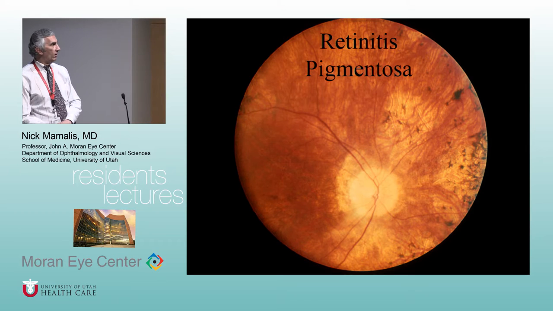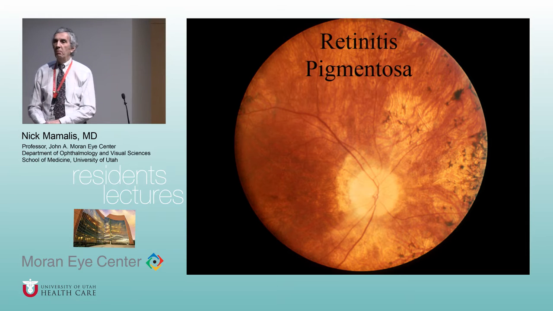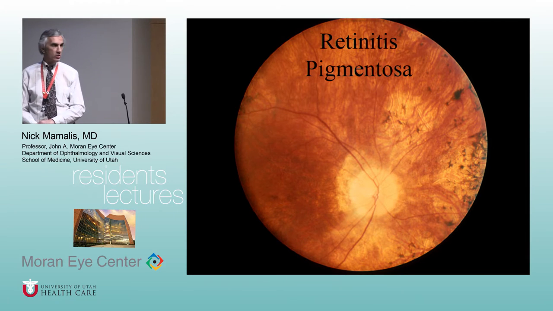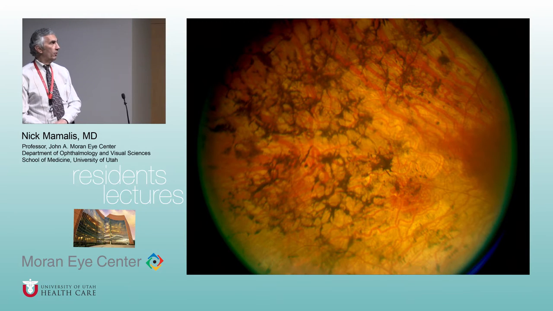What do you make of the little arterioles? Yeah, very attenuated. That's the second one. And what are we seeing out here? Yeah, the so-called bony spicule pigment changes. And so when you look at a peripheral part of retinitis pigmentosa, you get this RPE totally disrupted and you get this bony spicule pattern here.